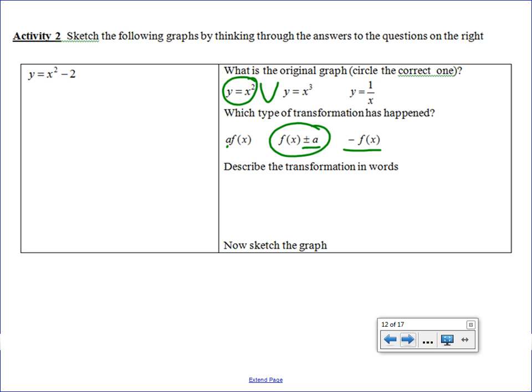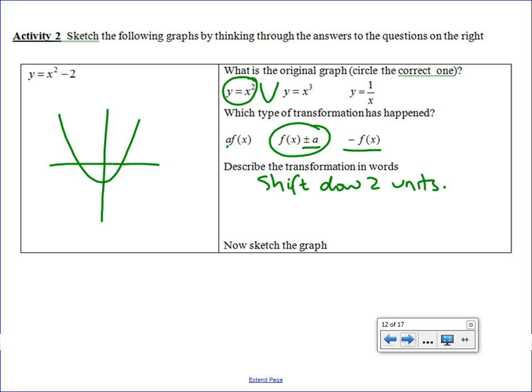How would you describe it in words? Shift the graph down 2 units, or down 2. Yep, exactly. So now we should be able to sketch the graph. We know what shape it's got and we know it's gone down 2. And then we could label it. We label really obvious points like the y-axis always.